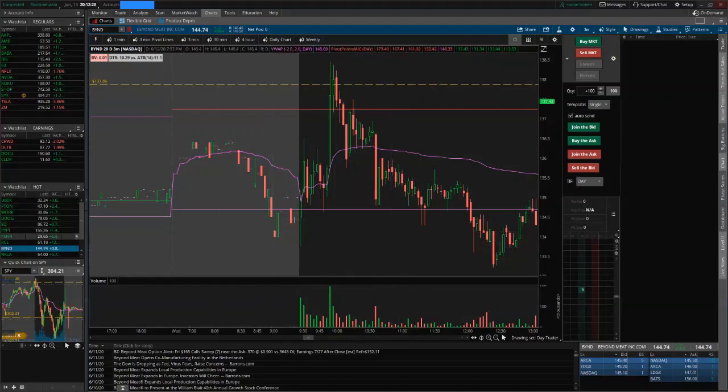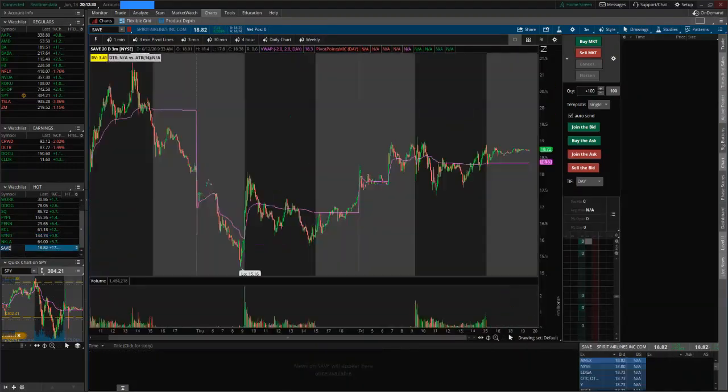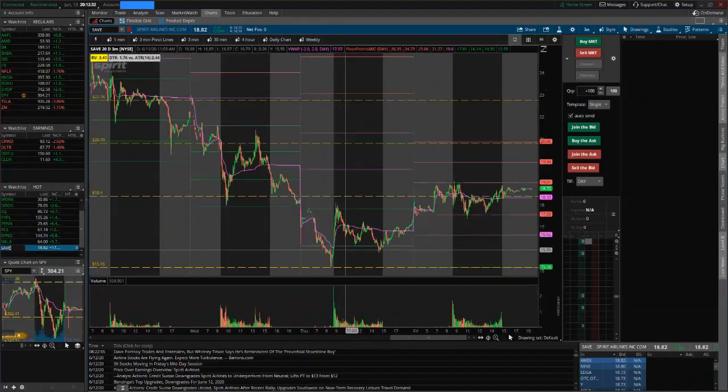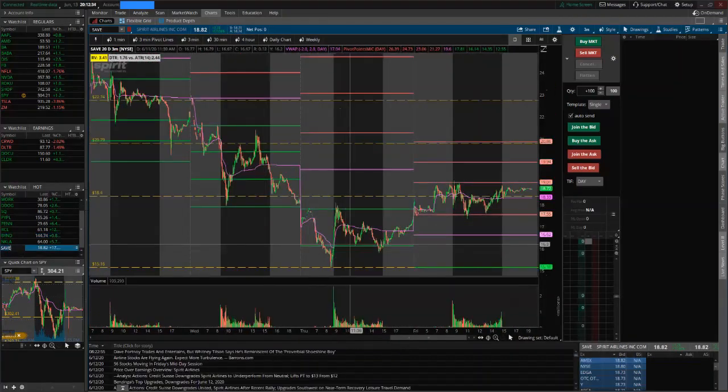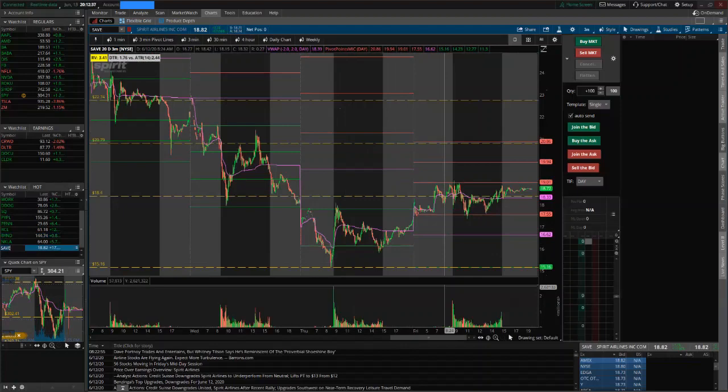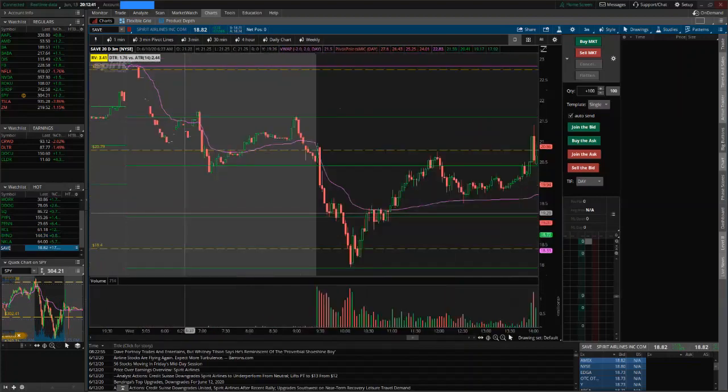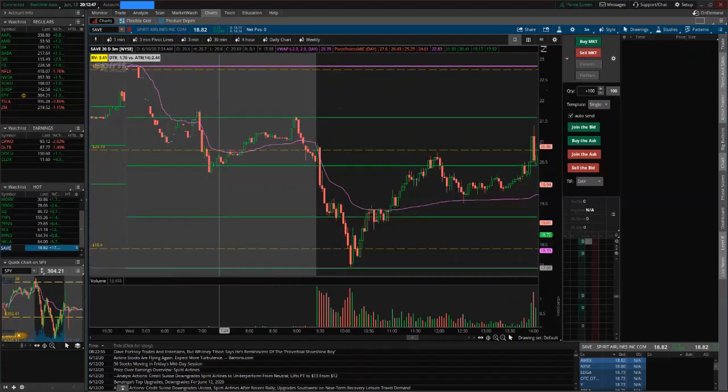Let's see, SAVE. SAVE had some good moves. Yeah, this was another good long setup. So 18.40 is my daily line. 18 is my pivot.